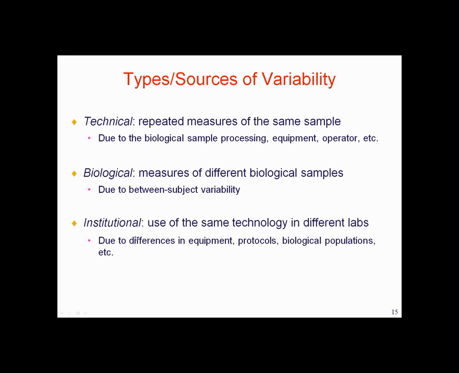And we can have something which is institutional variability, which is related to the use of the same technology in different labs. Obviously this is due to differences in equipment, in the protocols which are applied in different labs, in biological populations which are available in these labs, and so on, right? So in a way, institutional variability is on top of the technical and biological, and it adds additional factors which may influence the precision of the measurements, okay?